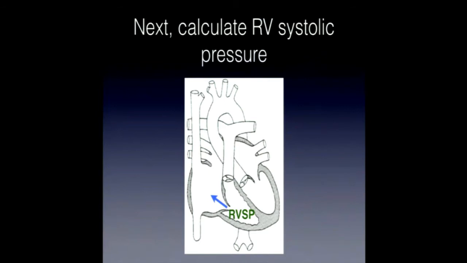It's okay to have trace TR, or maybe a bit more and tolerate it okay. So we'll look at the TR jet, which is that blue arrow there. And if we can get an insonating beam across that and measure the TR jet, then we can start to measure, using that Bernoulli equation, the pressure drop across the tricuspid valve. So we can add that to the right atrial pressure and get the RVSP.